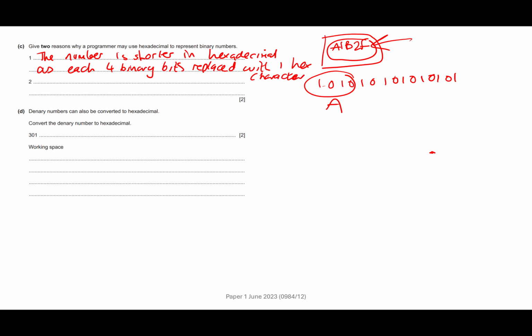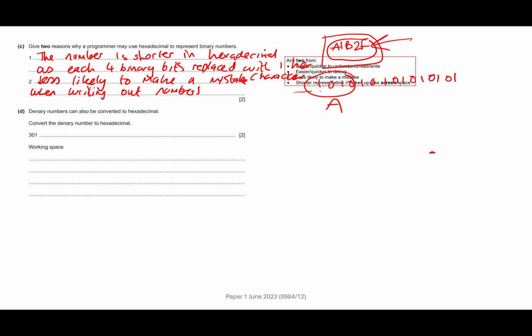And another reason a programmer might use hexadecimal is because they're less likely to make a mistake when they're writing out a long binary number. So the programmer is less likely to make a mistake when writing out numbers. Let's see what the mark scheme says for that.